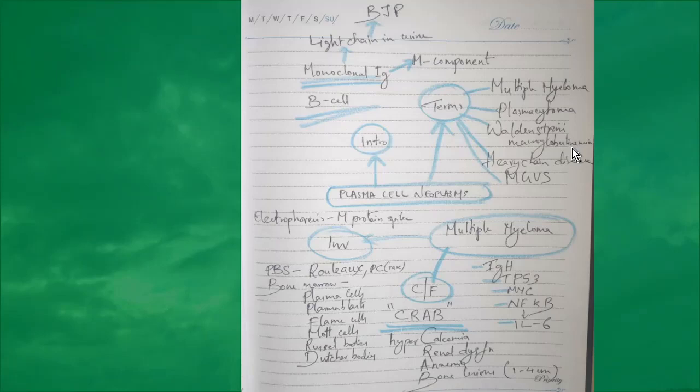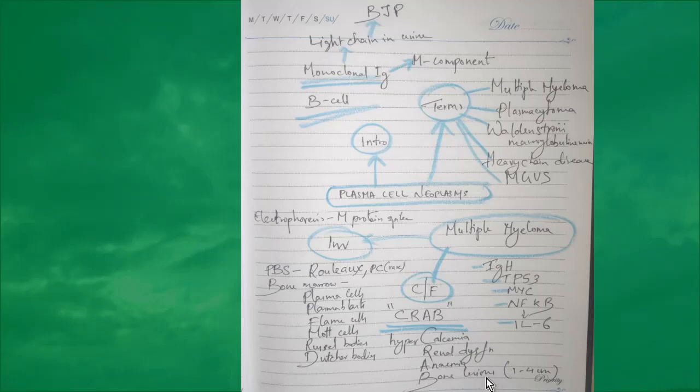There is heavy chain disease. Instead of light chain, heavy chains can be produced monoclonally. And MGUS, monoclonal gammopathy of unknown significance. Coming to the most important of these, multiple myeloma. You have to think of CRAB for multiple myeloma. CRAB are the clinical features and of course the diagnostic criteria also. It causes hypercalcemia, renal dysfunction, anemia, bony lesions.